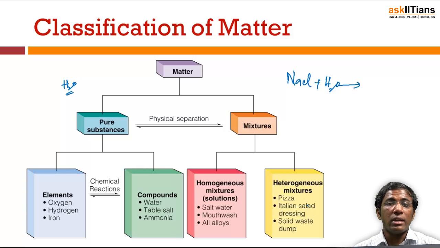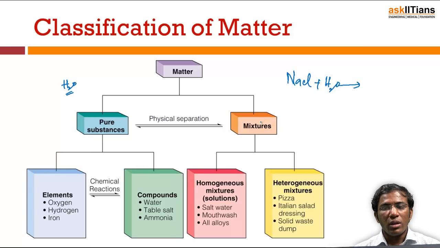If you take sand particles and add them to water, you will see two different phases. One is the solid phase, that is sand, and the other is the liquid phase, right? It contains two different phases, so its composition is not uniform throughout. So it is not called a homogeneous mixture. It is known as a heterogeneous mixture.